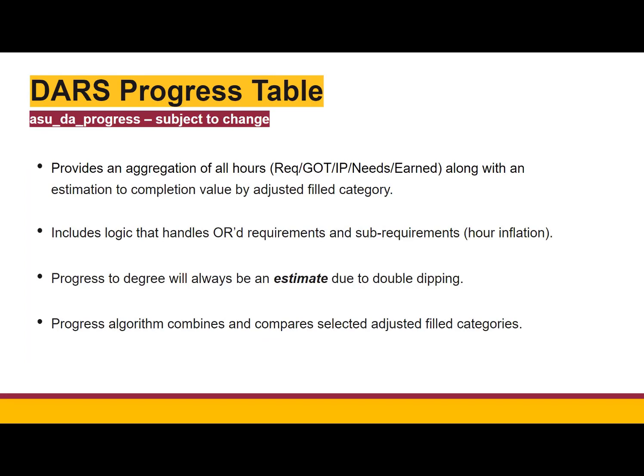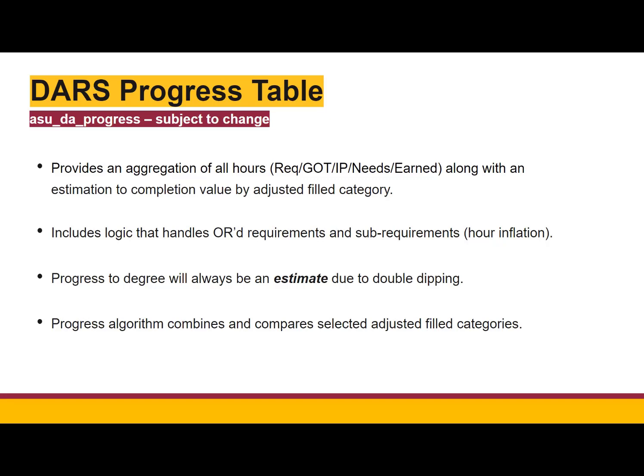Okay, DARS progress table. This is the table that we've been using the most. This is the one that feeds our not enrolled campaigns. It has the completion hours. This provides the aggregation of all hours requirement got, in progress, needs, and earned, along with an estimation to completion value by adjusted field category. It includes logic to handle those ORD requirements.